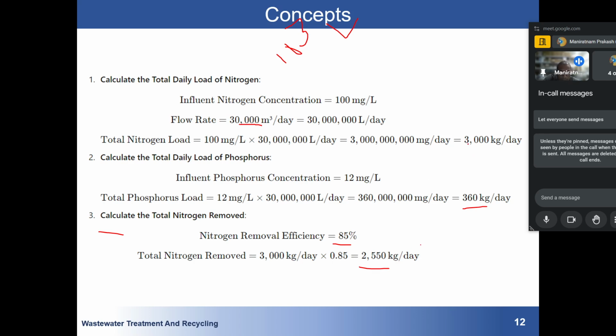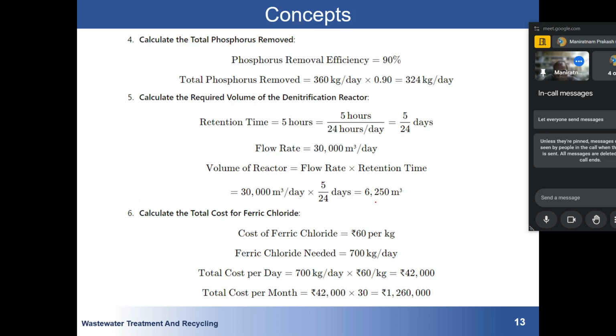So this much nitrogen was coming, out of which this much nitrogen has been removed. The remaining will be released back, maybe in a river, or maybe in a lake, or maybe for agriculture purposes.